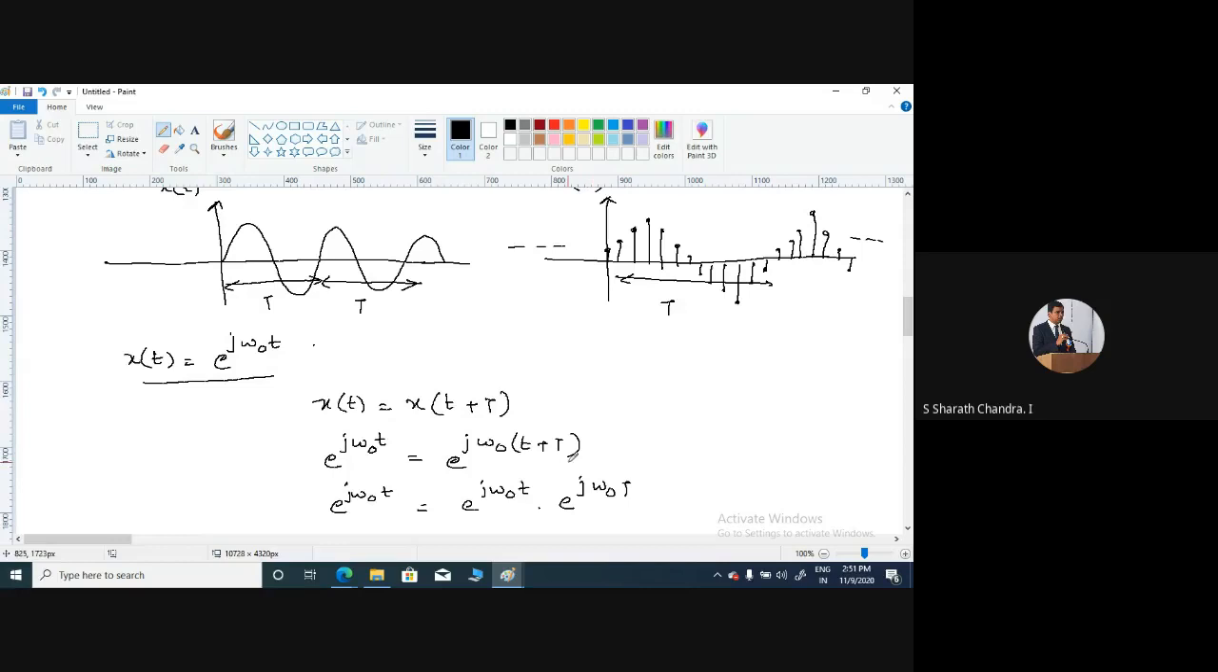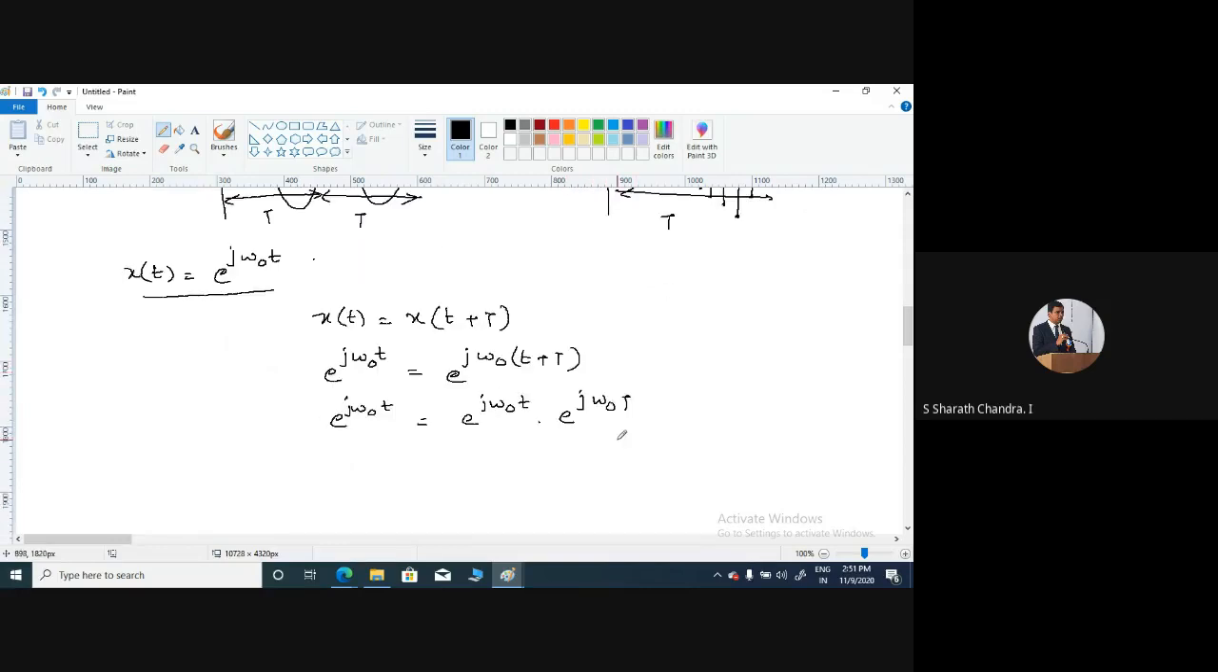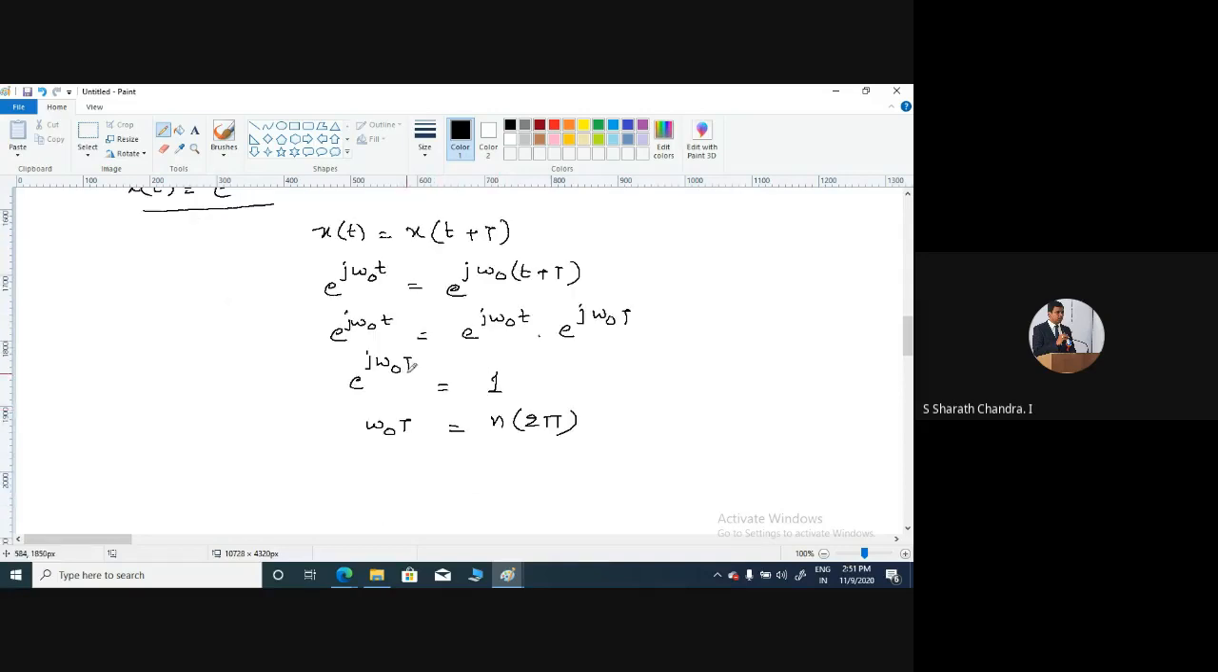This results from the law of indices, and therefore you can simply write this equation as e power j omega naught capital T is equal to 1. This is valid only when omega naught capital T is equal to some integer multiple of 2 pi. This exponential value will be 1 only if omega naught capital T is equal to an integer multiple of 2 pi.